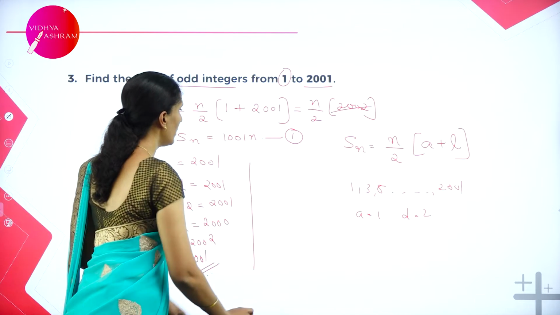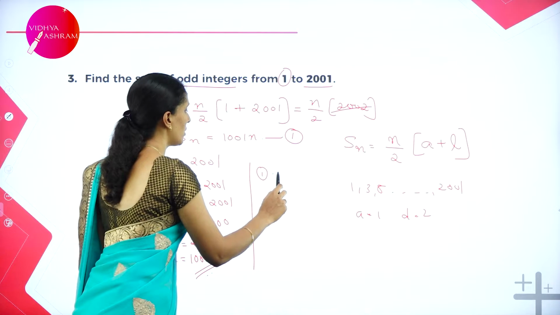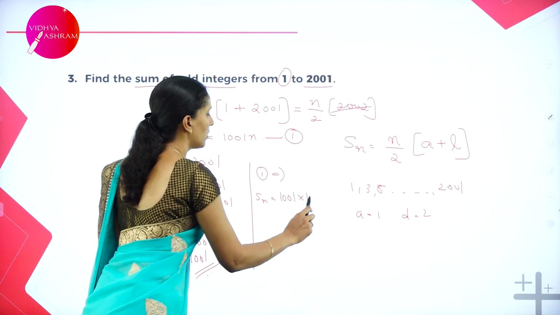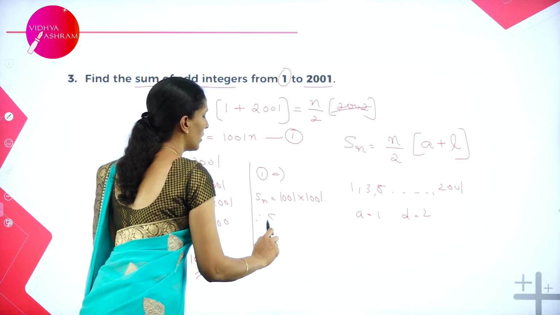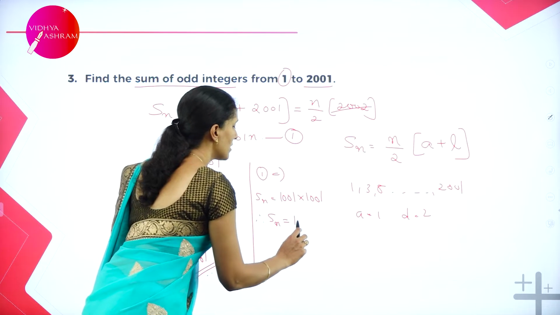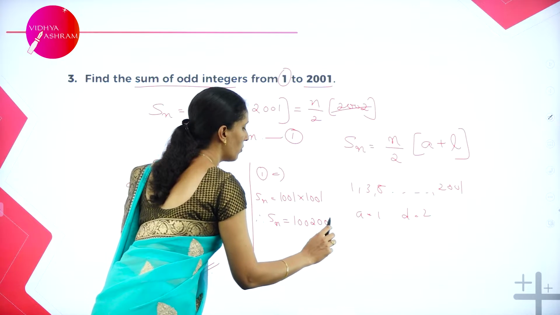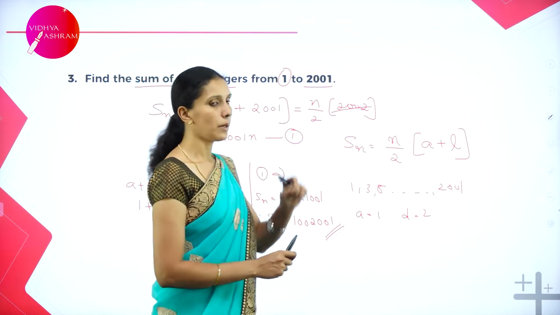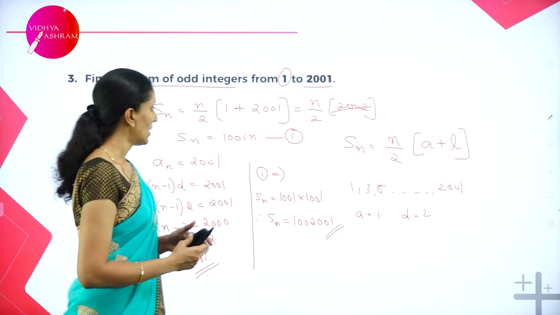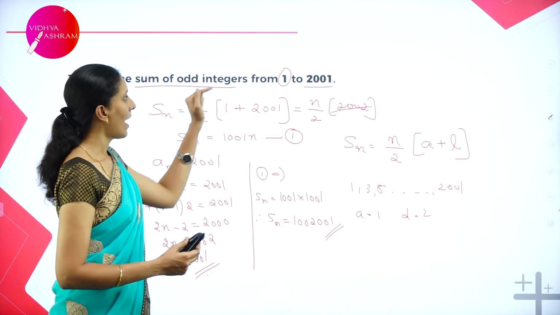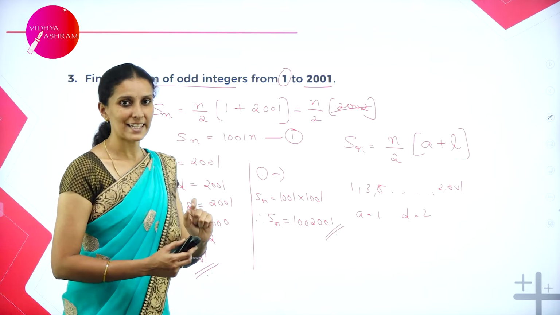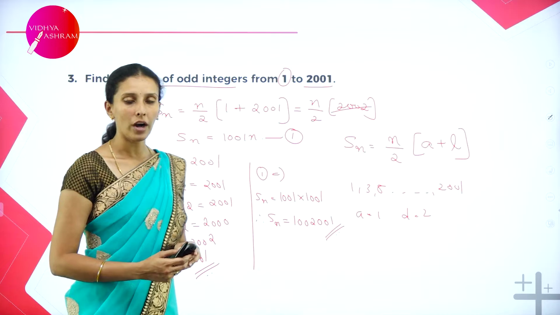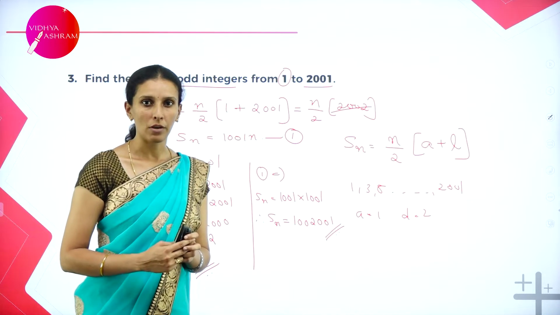Let me substitute in equation 1. So equation 1 implies Sn is equal to 1001 into 1001. Therefore Sn is equal to 1002001. This is the total sum of all the odd numbers from 1 to 2001. So by knowing the nth term and by using the formula of Sn when the first and last term are known, we can find the sum of odd integers from 1 to 2001.